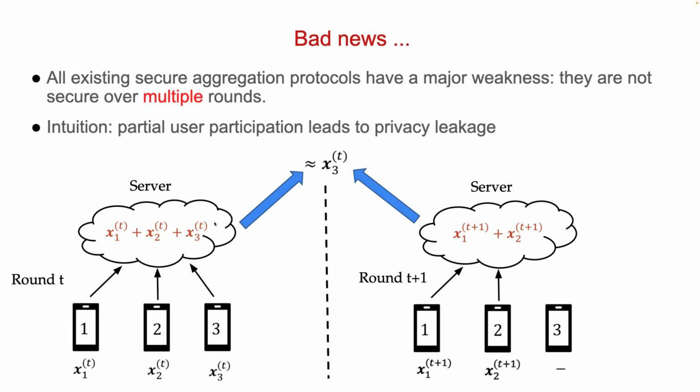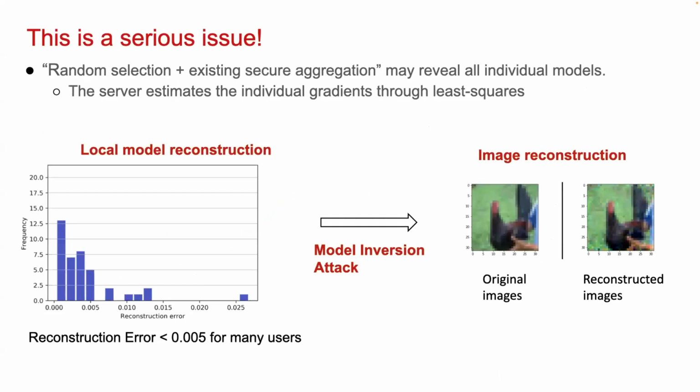Now what you can see is that by combining these two linear combinations, the server, if it subtracts them, can very well approximate the model of user 3. And after that it can try to invert it and learn the data set of user 3. So this is a cartoon demonstrating what can happen. This issue is actually very serious. We have demonstrated this attack in a real-world deployment.